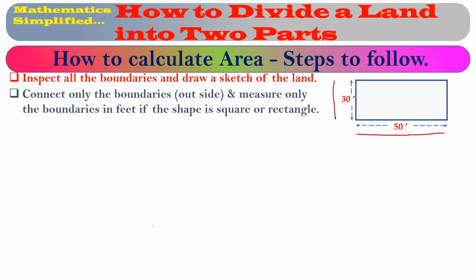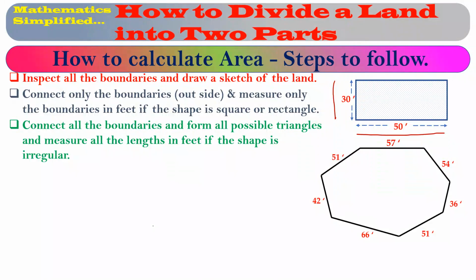Sometimes the land may be a circular shape. This time we need to measure only from the center of the land to one of the boundaries. This is called the radius. Only from this radius can we calculate the area.